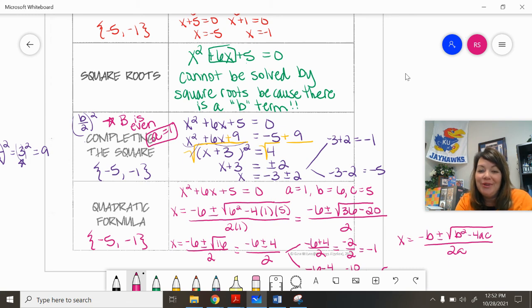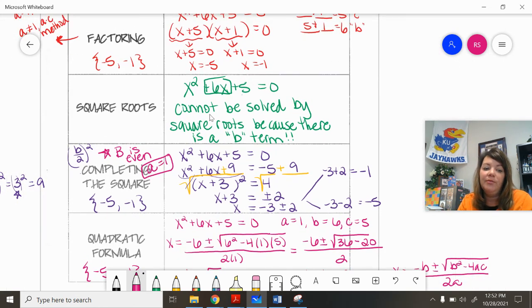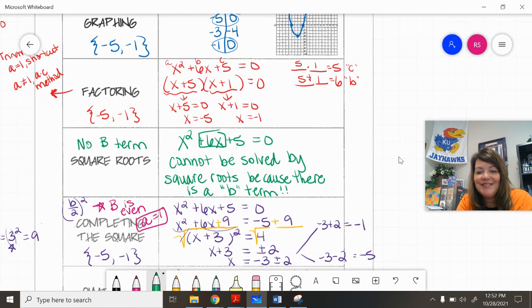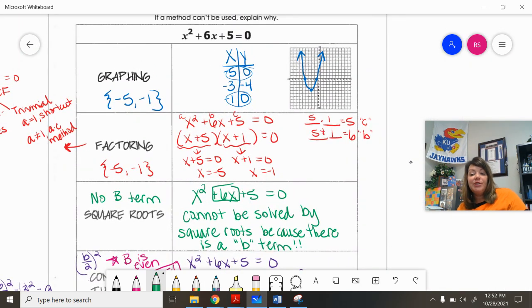Square rooting is really nice, but we cannot always square root. We can't square root if there's a b term. So remember, no b term for square roots. Factoring is great, but every polynomial does not factor. And graphing is really nice as long as the solutions are real. As long as they're not imaginary, we can look at it in Desmos and get the solutions. But Desmos doesn't show us the imaginary solutions.